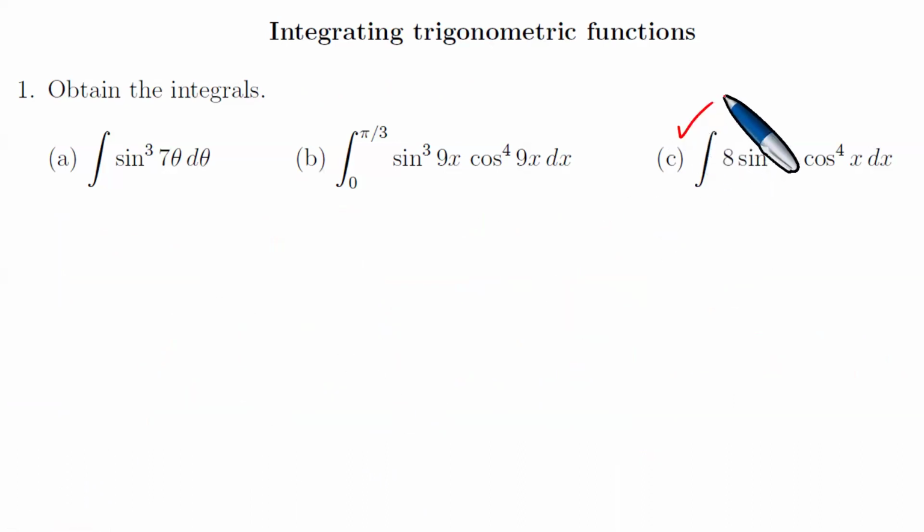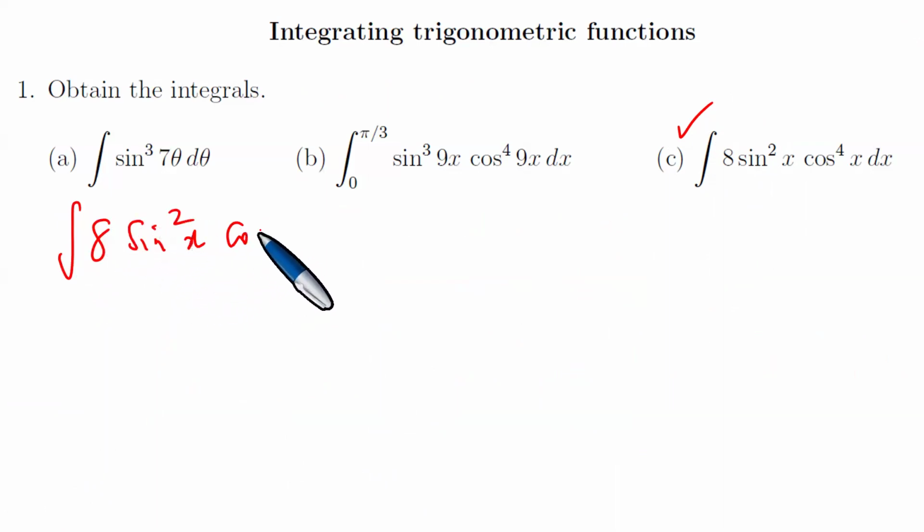Part C, we have the integral of 8 sine squared x cosine to the fourth power of x dx. So what do we do here?